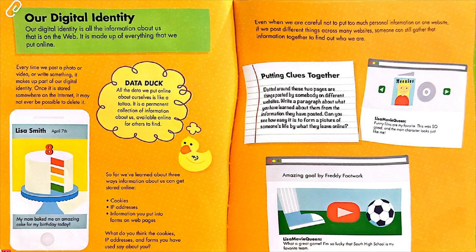So far, we have learned about the 3 ways information about us can get stored online: cookies, IP addresses, and information you put into forms on web pages. What do you think the cookies, IP address, and forms you have used say about you? Even when we are careful not to put too much personal information on one website, if we post different things across many websites, one can still gather that information together to find out who we are.